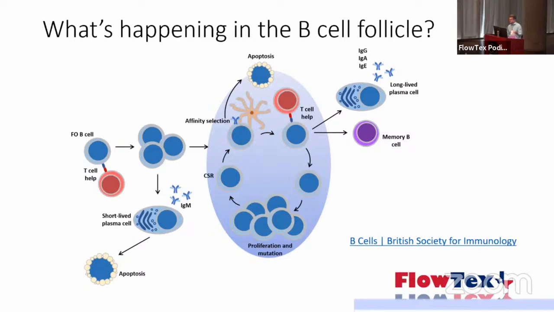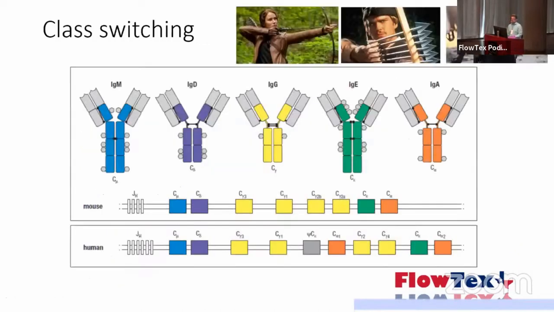Sometimes it goes well and it keeps on going. Sometimes it doesn't go so well. And those ones that don't go so well are tagged to die. They die by neglect. If they receive certain signals from other cells that we'll talk about in three slides, hopefully, then they'll continue on, they'll proliferate and differentiate, and maybe they'll become long-lived plasma cells, or maybe they'll just go on to become memory B cells.